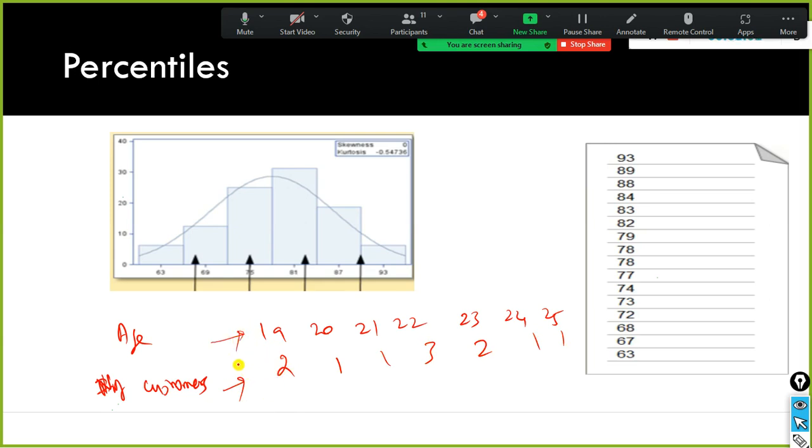For age, you need to find the Q1, Q2, Q3 and tell me what the Q1, Q2, Q3 are. Here I have given a table of values. How will you do that?